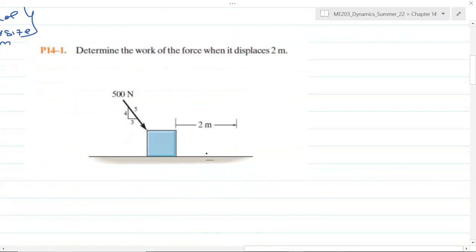So let's start here. Determine the work of the force when the displacement of the particle is 2 meters. So this box, when a 500 Newton force is applied, moves from position S1 to position S2. So the displacement of the box is 2 meters.